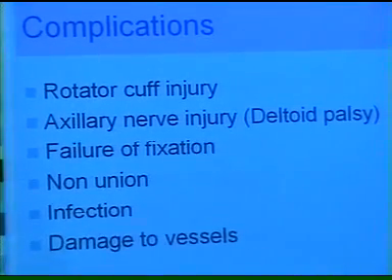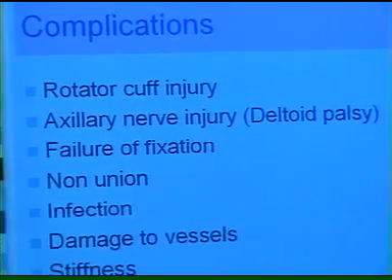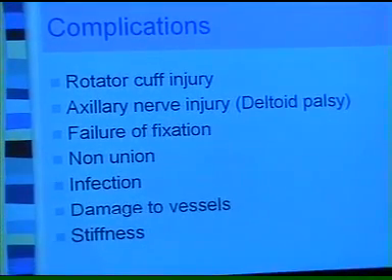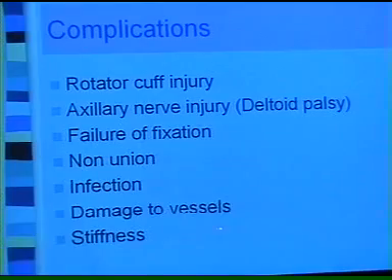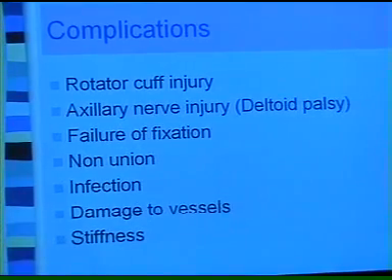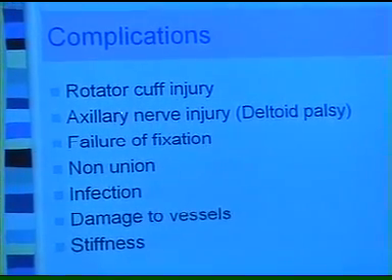Damage to the vessels, all the vessels to the upper limb, brachial artery, axillary artery are nearby, near the surgical neck, so they can be injured. Stiffness if you don't move it on time. Known complications of proximal humeral fractures.